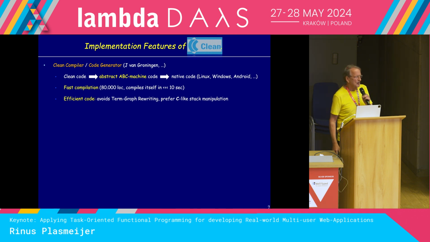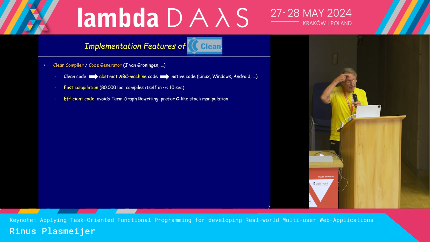So I already used a couple of times the term efficiency. Well, if you use the Clean compiler, you'll notice two things. First of all, it has fast compilation. It can compile itself, which is about 80,000 lines of code, in a couple of seconds. It compiles from Clean code to an abstract machine code, and then you need a code generator and a linker to get the application out of it. And the resulting code is very efficient.